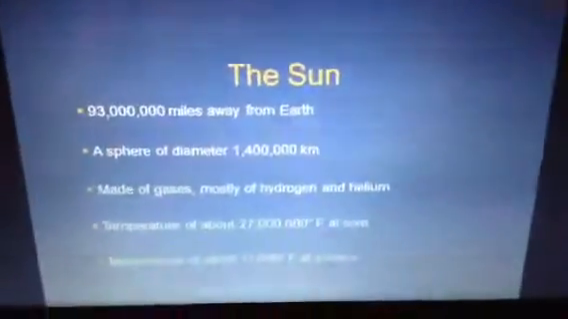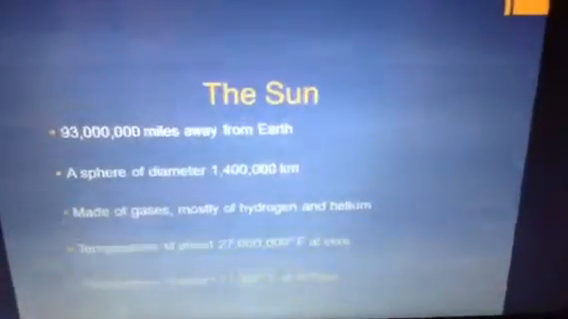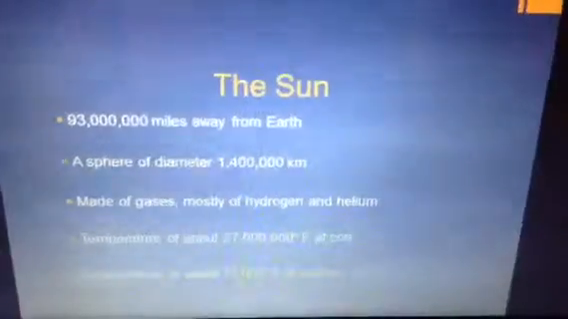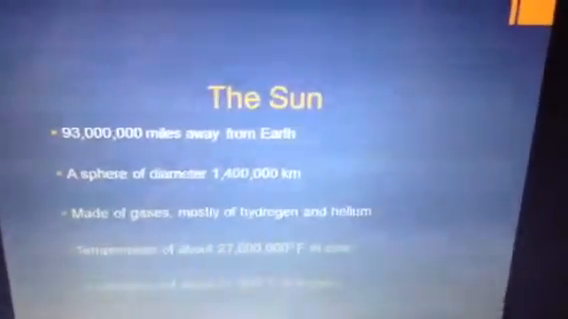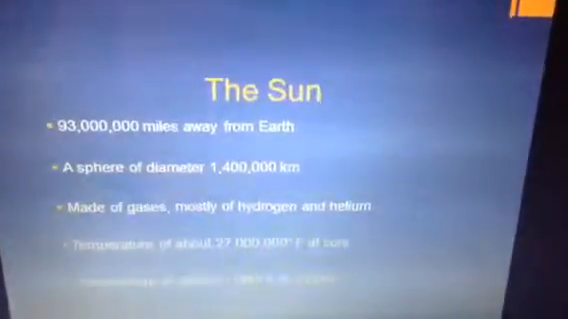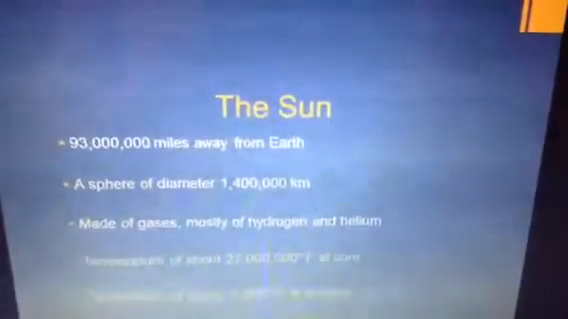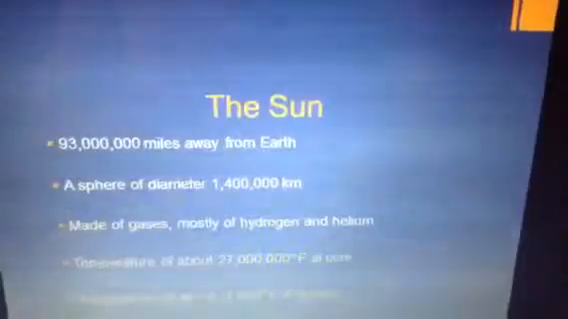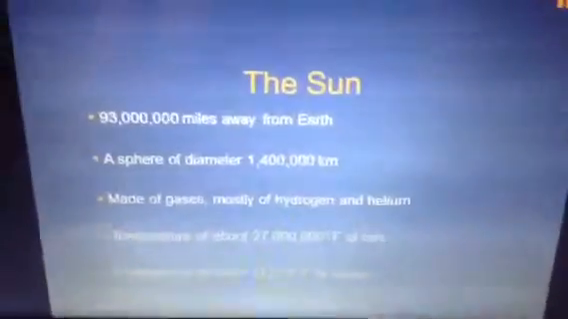Here's some quick facts about the sun. First off, did you know that the sun is 93 million miles away? It has a diameter of 1,400,000 kilometers. It's made of gases. It's not a solid. Mostly hydrogen and helium make up the sun. At the core, the temperature is 27 million degrees Fahrenheit, and at its surface, it drops down to a mere 11,000 degrees Fahrenheit.